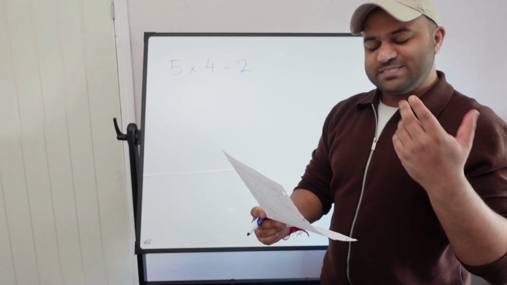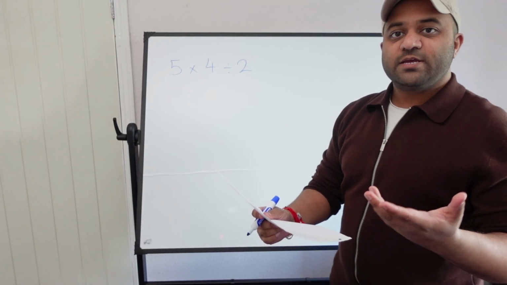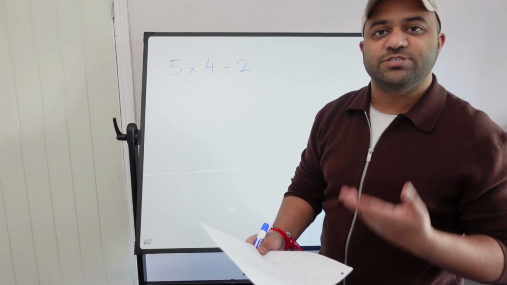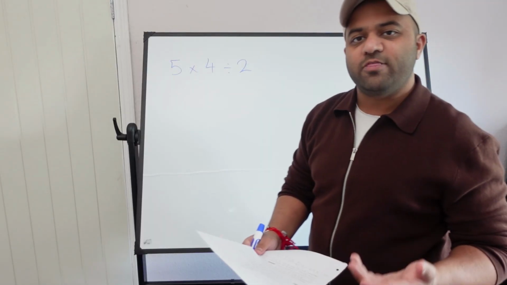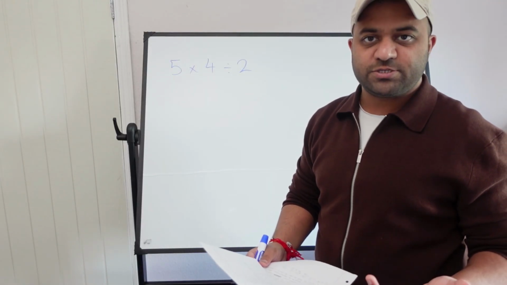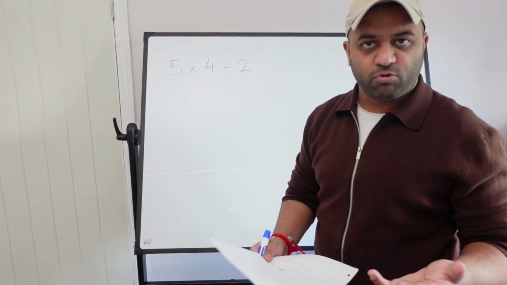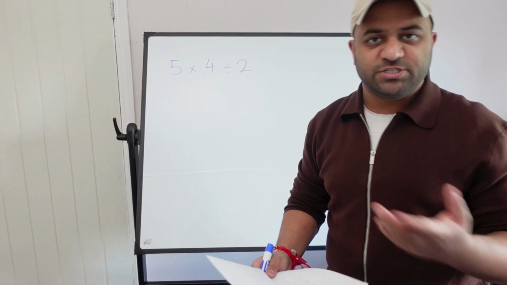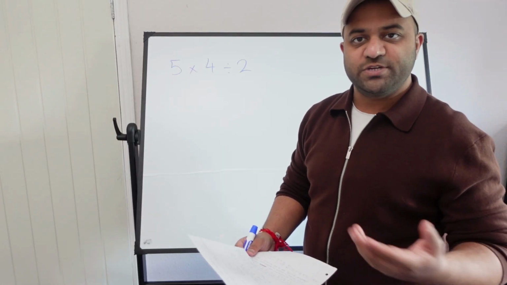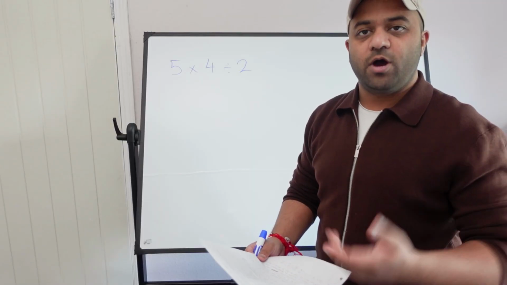So, in this next example, we can see there's a multiplication and a division. Now, in the same way that addition and subtraction are opposites, and therefore can be done in either order, well, multiplication and division are opposites, or inverses of each other, so they can be done in either order.